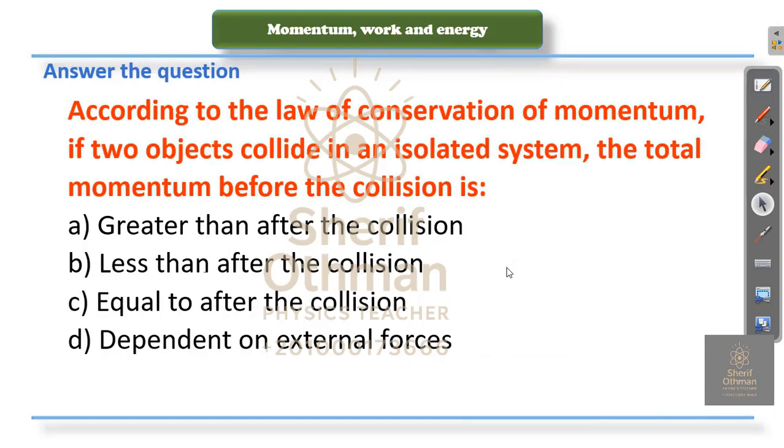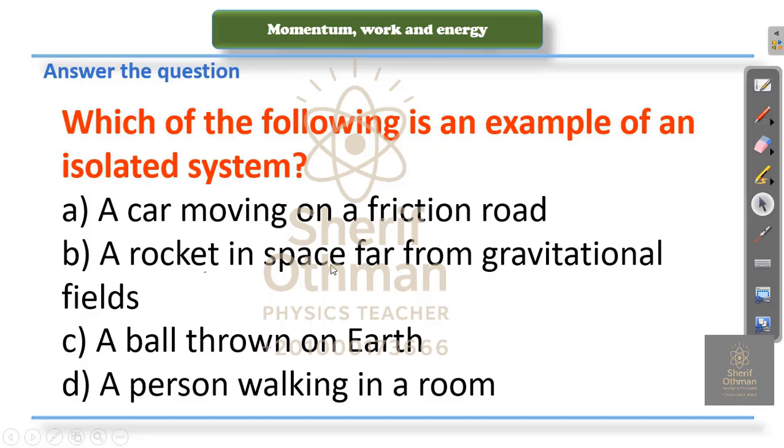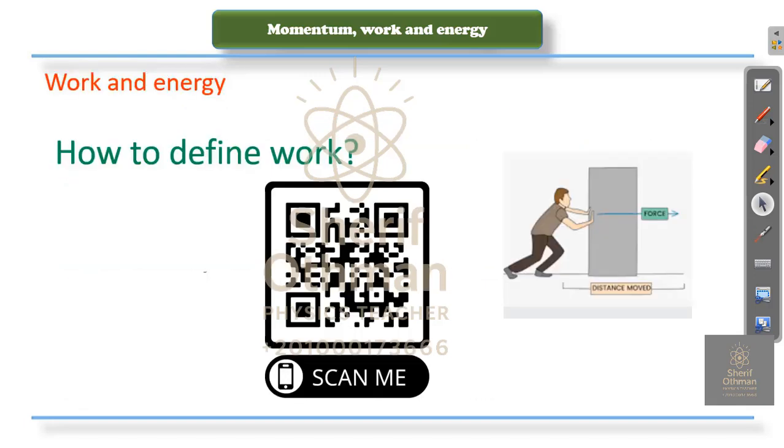According to the law of conservation of momentum, if two objects collide in an isolated system, the total momentum before the collision is equal to after the collision. Well done. Which of the following best describes recoil? Backward movement of an object after it exerts a force. Which of the following is an example of an isolated system? A rocket in space, far from gravitational fields. There is no external force acting on the system.